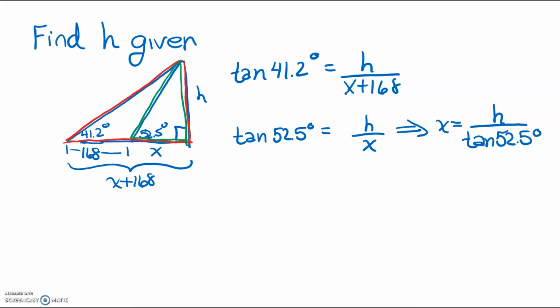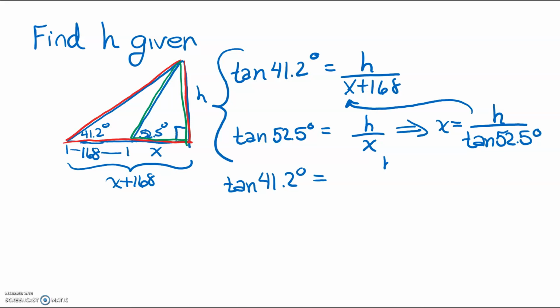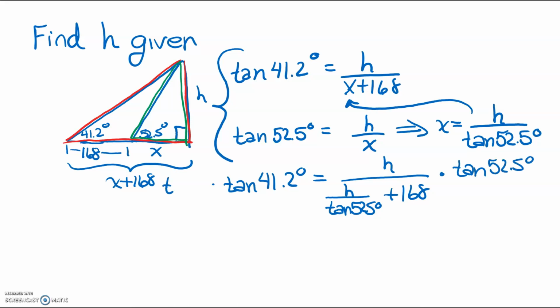Now I have a value that I can plug in for x here, and now I can solve for h once I do that. And remember, we created a system of equations, 2 variables, 2 unknowns, and I'm using the method of substitution to solve. So the tangent of 41.2 degrees equals h over the tangent of 52.5 degrees plus 168. So we have to get rid of this complex fraction, so let's multiply by the tangent of 52.5 degrees on both sides.